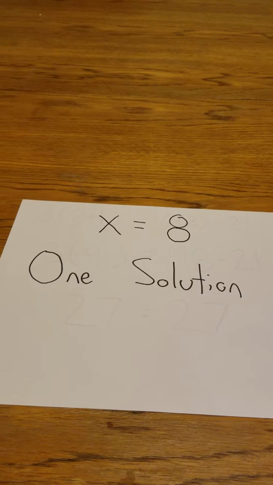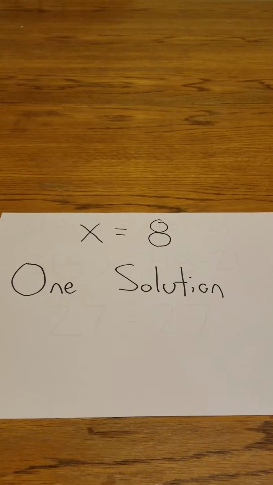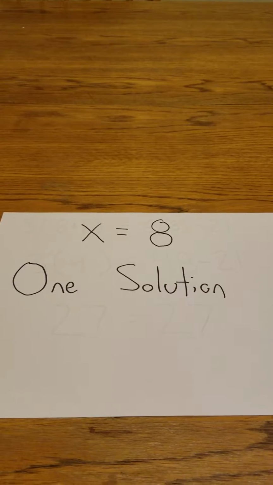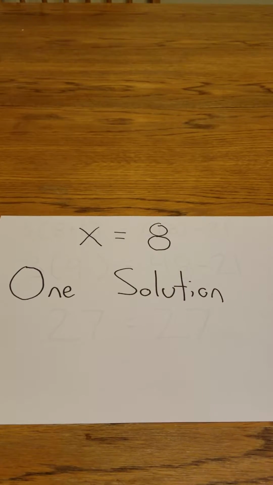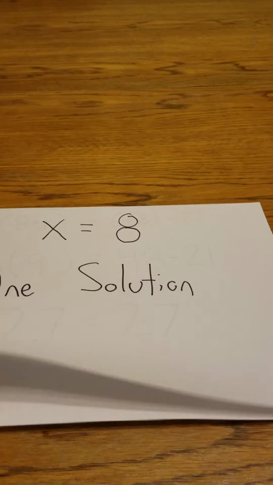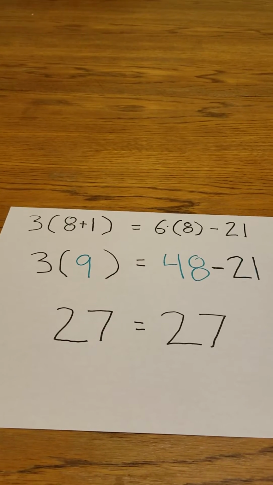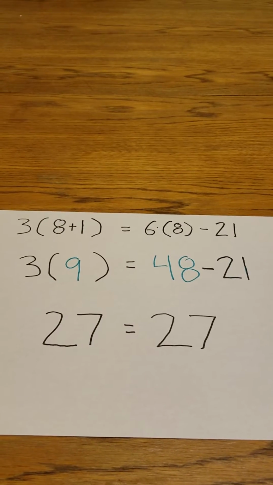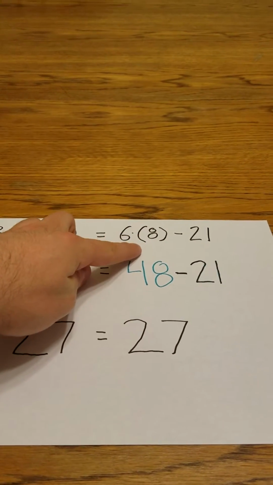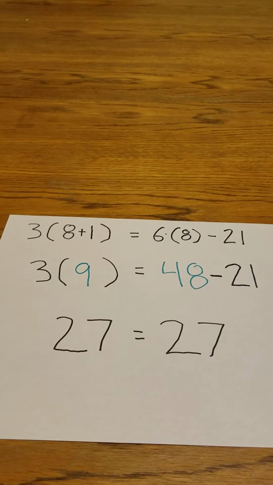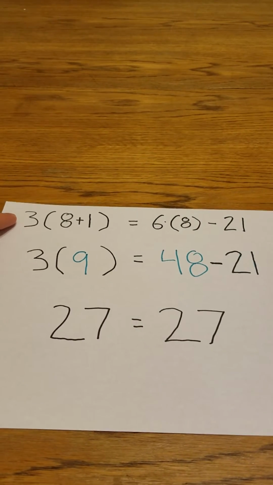It's the one number that I can plug in to the original equation and have both sides be equal. This is what it means to be a solution. You can go back and verify that your answer is correct by doing this. I went back to my original equation, and where all of my x's were, I plugged in an 8. Instead of x plus 1, this is now 8 plus 1, and instead of 6 times x, this is 6 times 8. From here, all you have to do is follow the order of operations and solve each side of the equation.